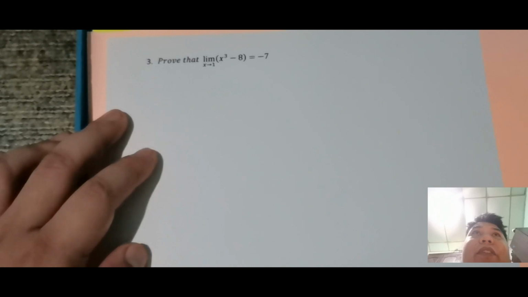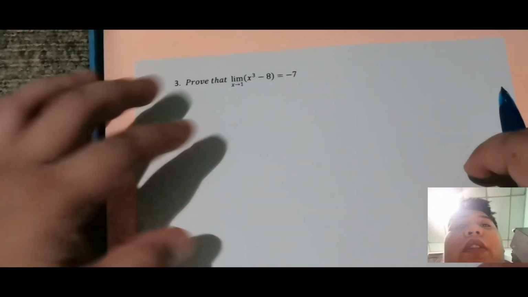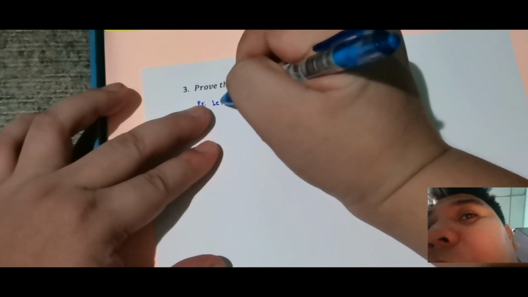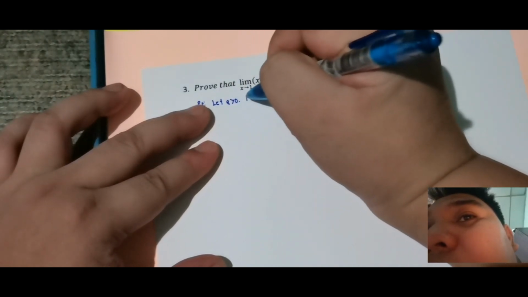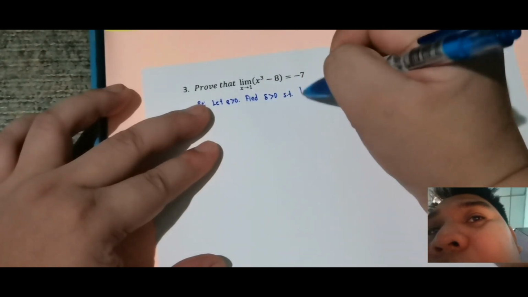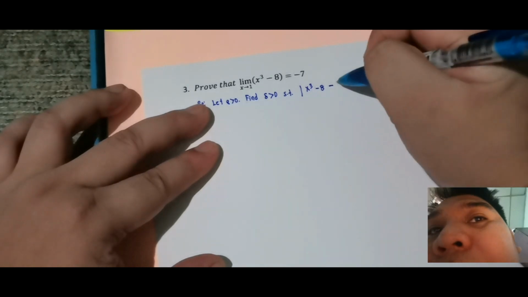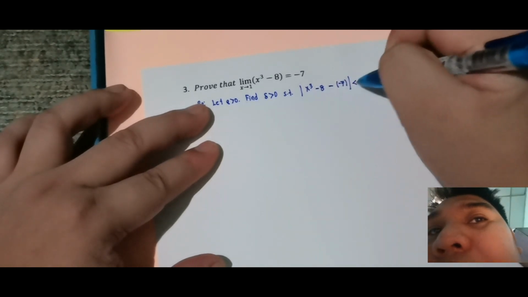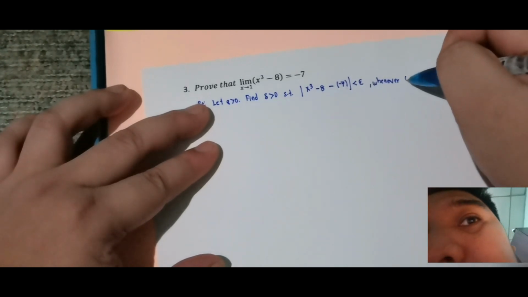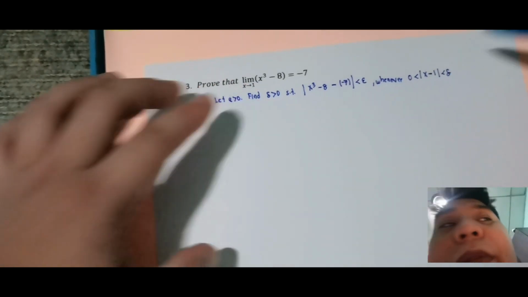Paano pag cubic? So start tayo, same pa rin ng definition. So let's use epsilon delta definition. So proof. Let epsilon greater than 0. You need to find delta greater than 0 such that |x cubed minus 8 minus negative 7| is less than epsilon whenever 0 is less than |x minus 1|, kasi 1 yun doon, less than delta.